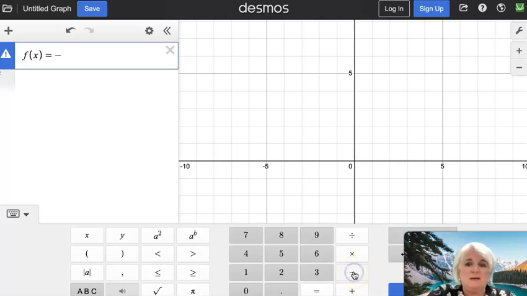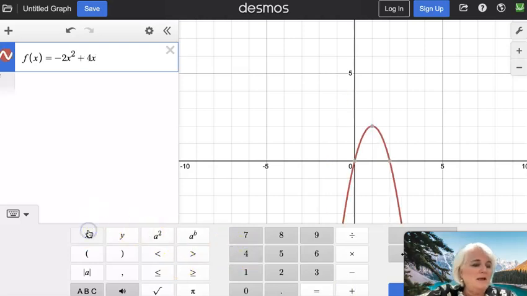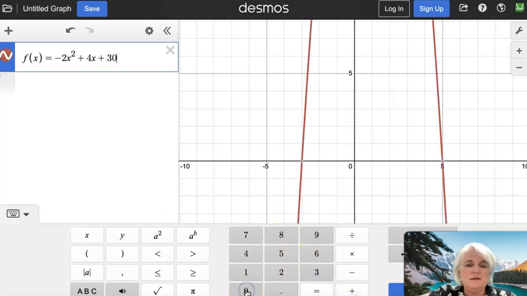So I'm pressing minus and then 2x squared, and then I have plus, so plus 4x and plus 30. Okay, wow. So I can see part of my graph.